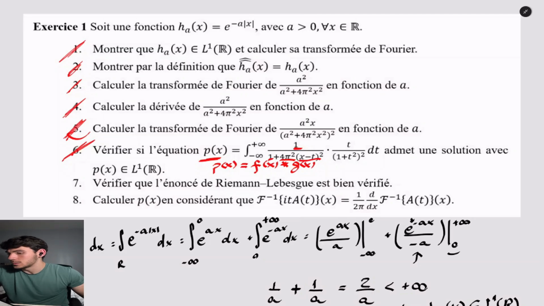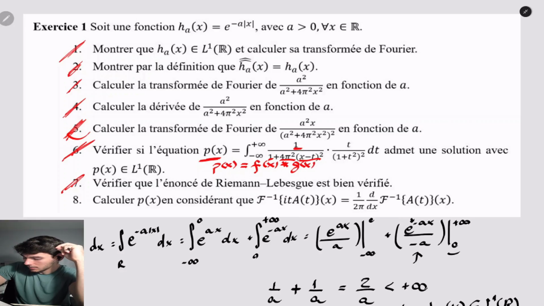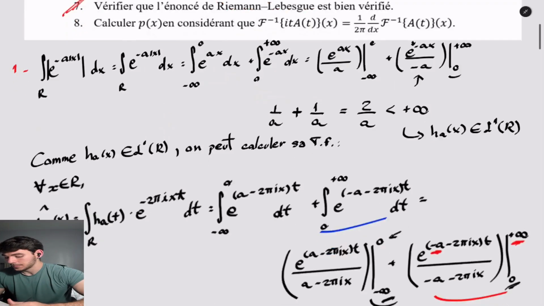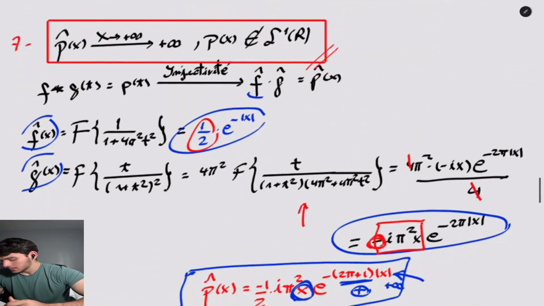All right, so the last question here, 7 is done. The last question wants us to calculate p of x, considering the formula of inversion that the question is giving us. So that's easy. We don't need to think much. He basically gave us the formula, and he wants us to invert the p hat in order to find p. That's easy, okay? Not much to think about.